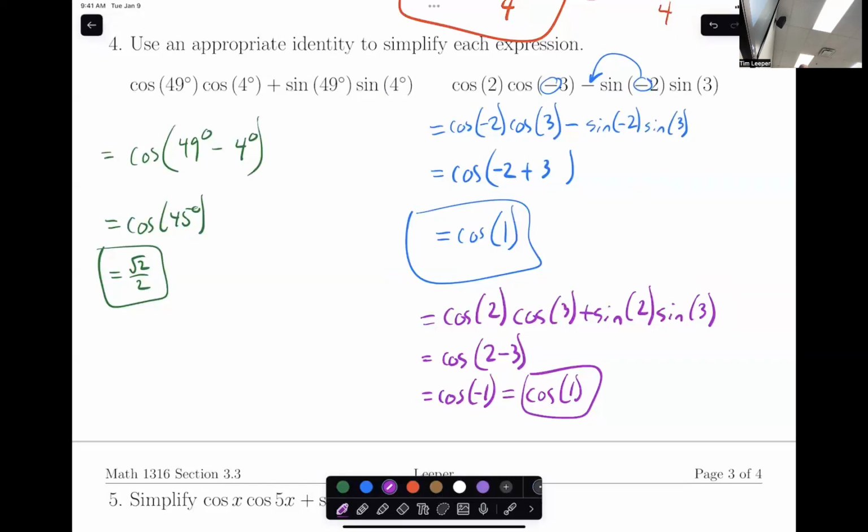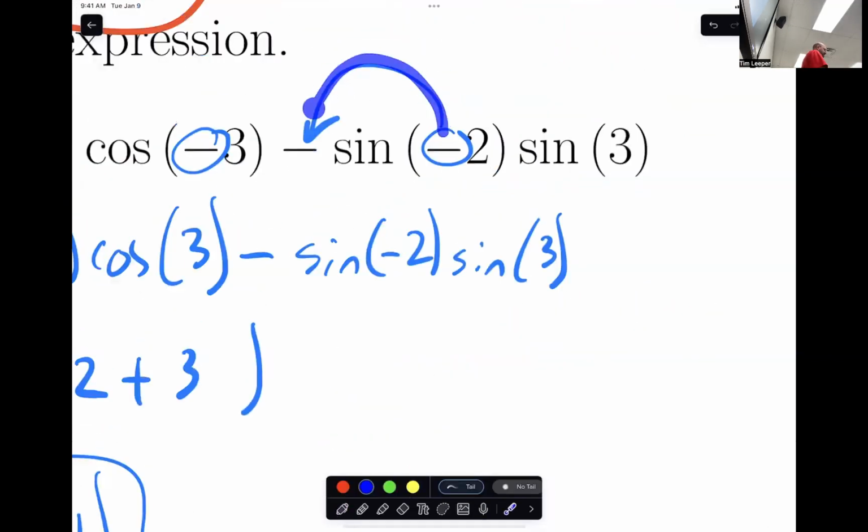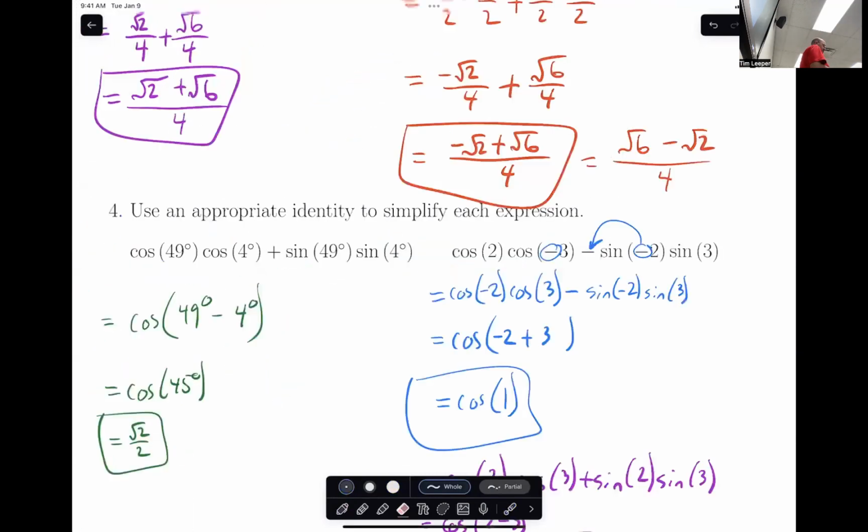Or as I said, you could move the negative here to the outside like we did here. And why? Because sine is odd. Or you could have thought of it as bringing this negative sign inside. Same thing. Okay. Good.